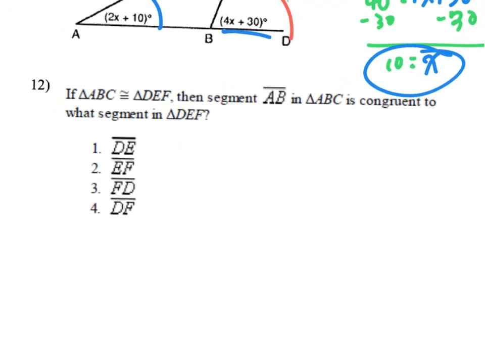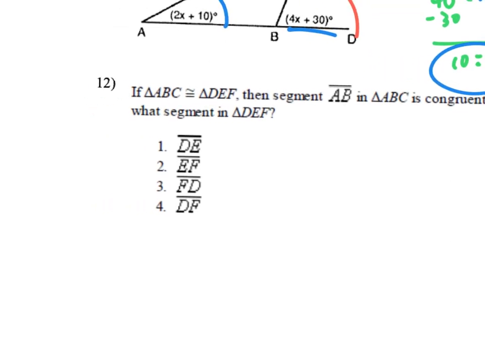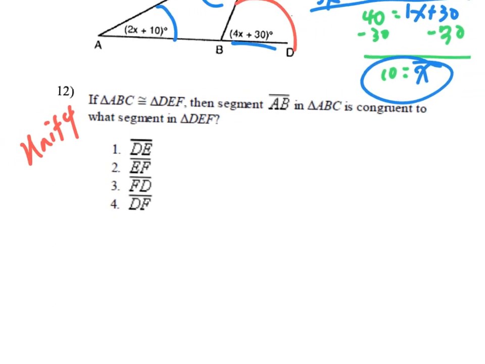If triangle ABC is congruent to triangle DEF, then segment AB in triangle ABC is congruent to what segment in triangle DEF, right? So, just based on this, I'm dealing with triangles, so once again, I'm dealing with Unit 4, right? And we learned that the naming of triangles is super, super important. And same with the naming of angles.